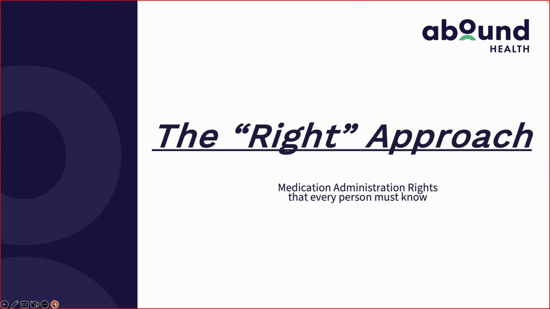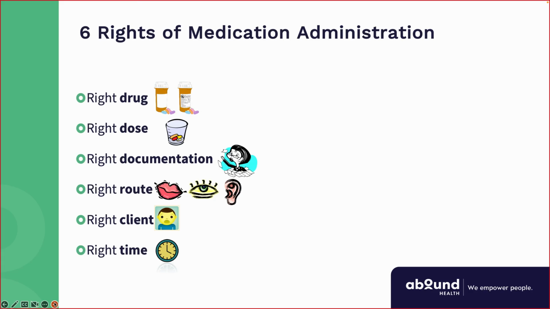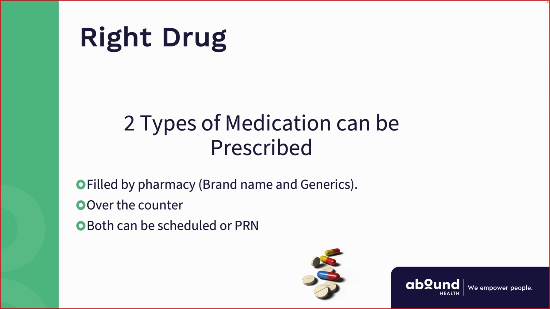The right approach, medication rights that every person must know. The 6 rights of medication administration are the right drug, the right dose, the right documentation, the right route, the right client, and the right time. So the right drug: there are 2 types of medications that can be prescribed, ones that are filled by the pharmacy, which are brand names and generics, and then there's over-the-counter medications that can be both scheduled or PRN.